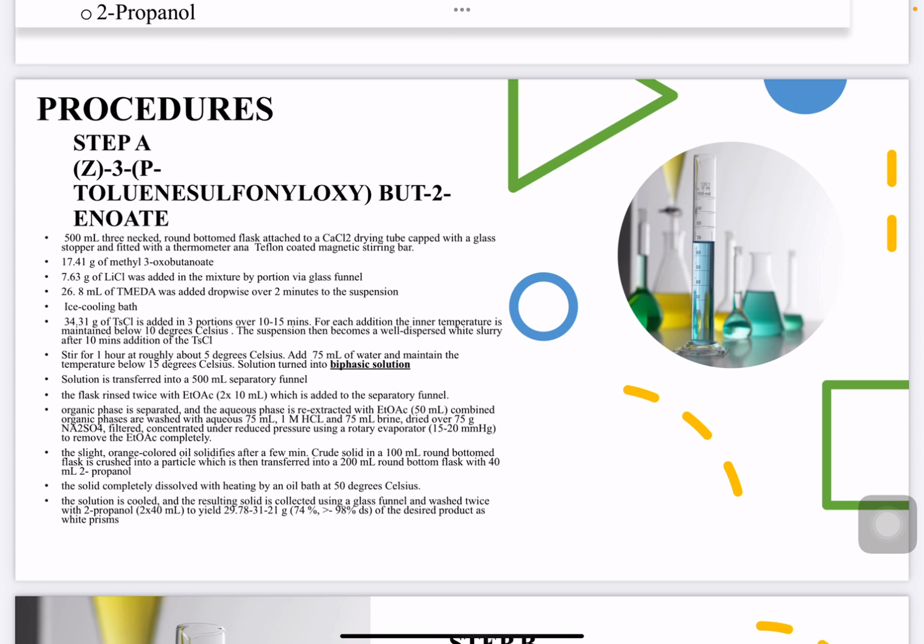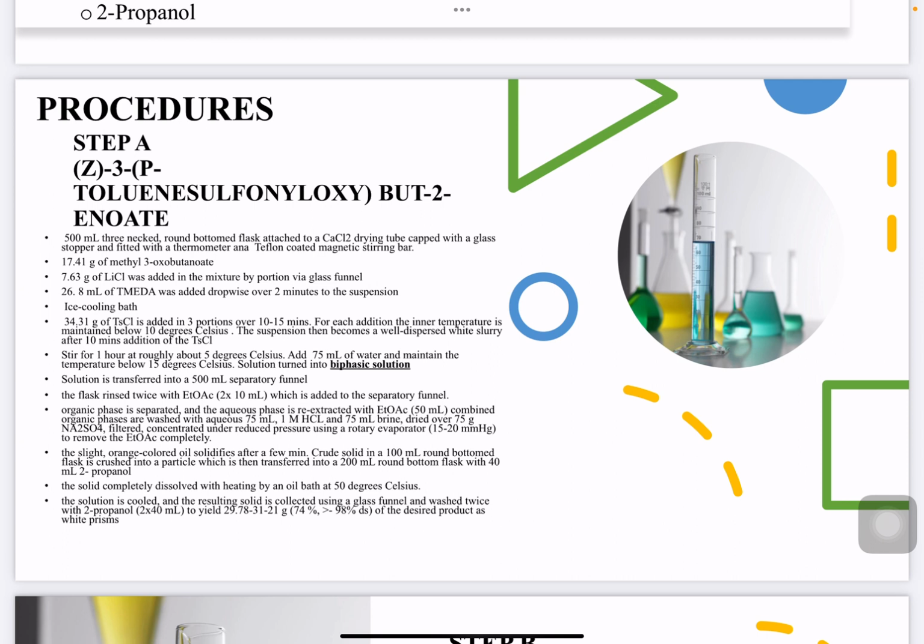With all that set up, we are going to add 17.41 grams of methyl 3-oxobutanoate. After that, we add 7.63 grams of lithium chloride, added to the mixture in portions via a glass funnel, and then 26.8 ml of TMEDA, added dropwise over 2 minutes to the suspension. After adding all the materials to the suspension, we are going to use an ice cooling bath.